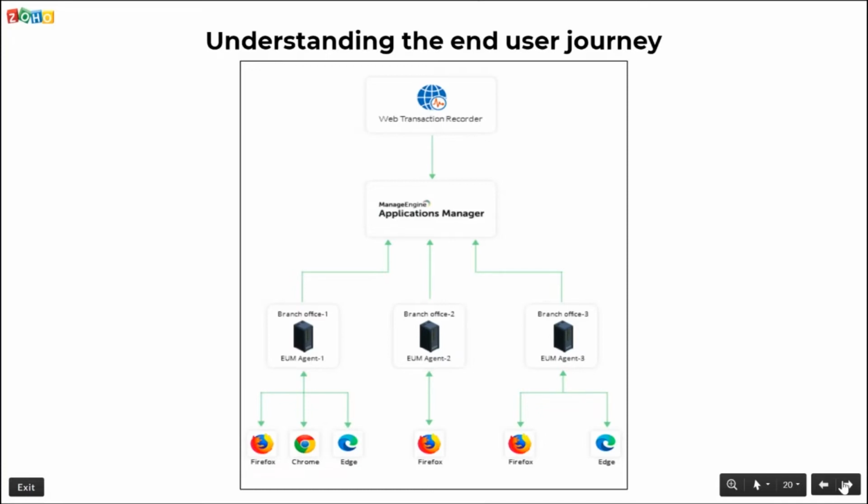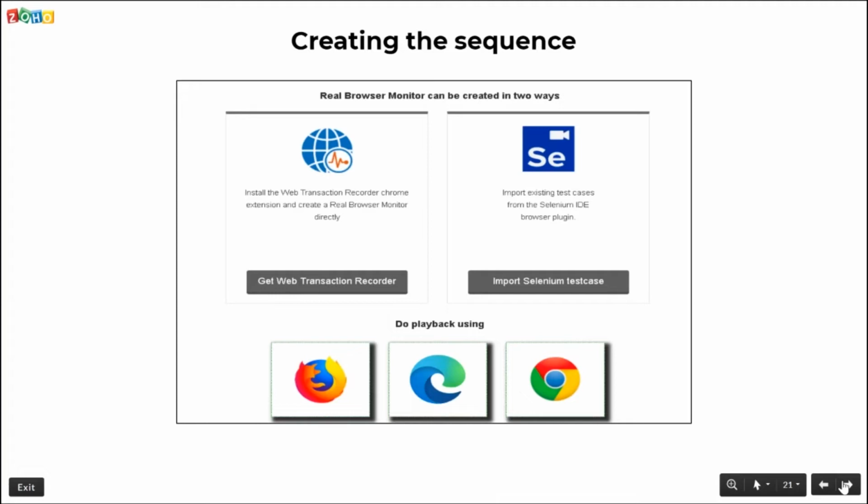First, you will be asked to install an agent and a web transaction recorder in the head offices of the location that you want to monitor. Once the agent and web transaction recorder are installed, you have to start performing the transactions that you want to monitor in the location, do a playback of the transaction, and add the monitor successfully into Applications Manager. The supported browsers here are Firefox, Edge, and Chrome.